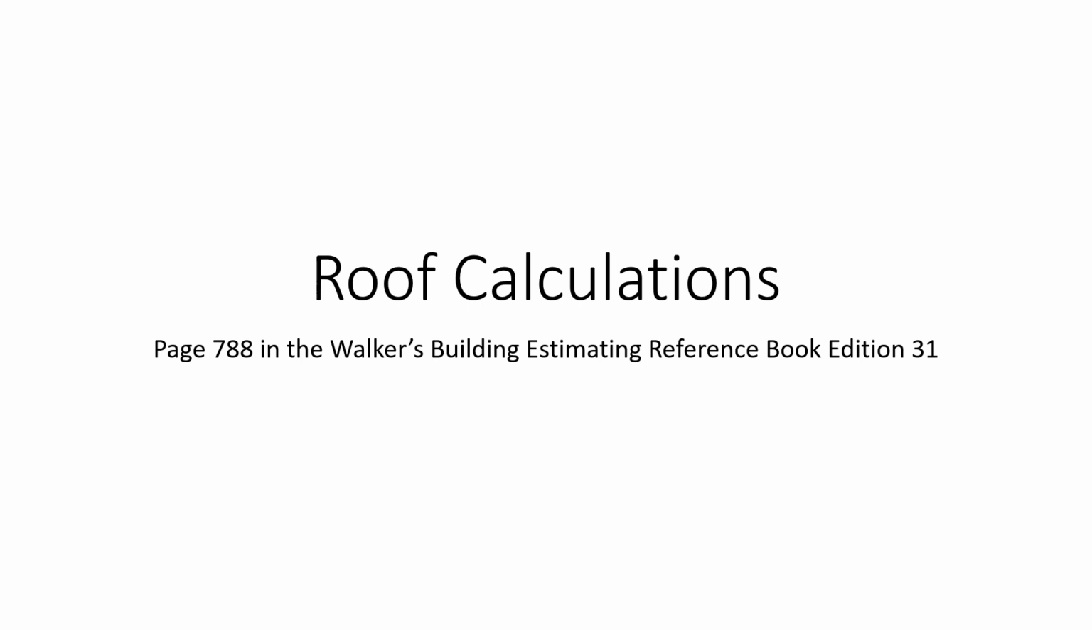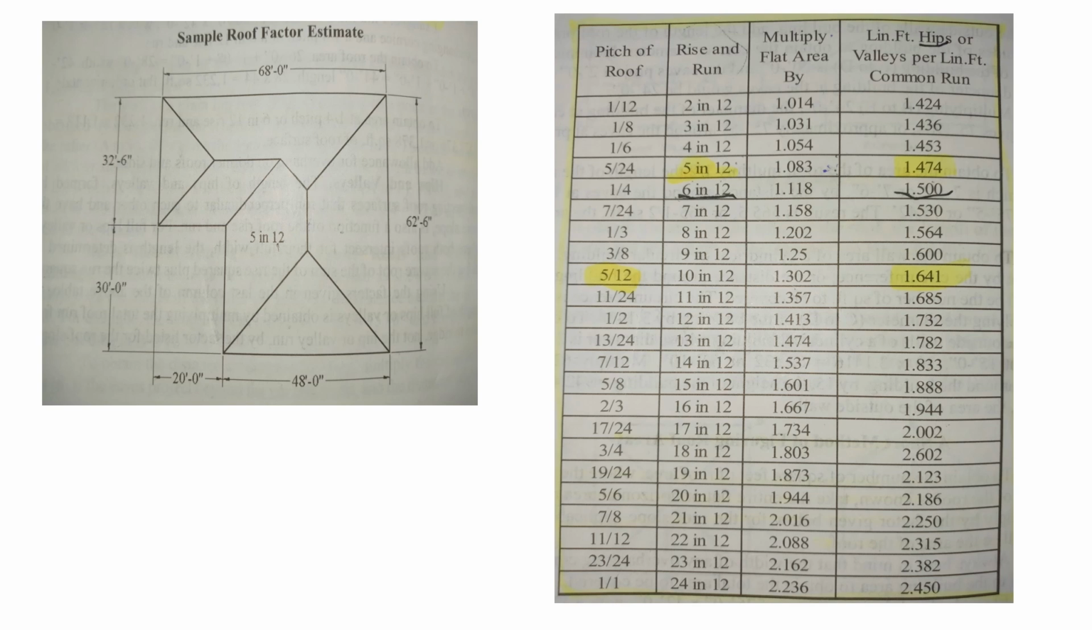So anyway, what I want to direct your attention to, this is what's most important. On page 788 in the 31st edition, and I'm sure they're using these same diagrams and this same chart in whatever edition you may have. So we know that when we figure this calculation and we get our flat area based on our plan view, we have to adjust it based on the slope of the roof. And that's what this chart is about.